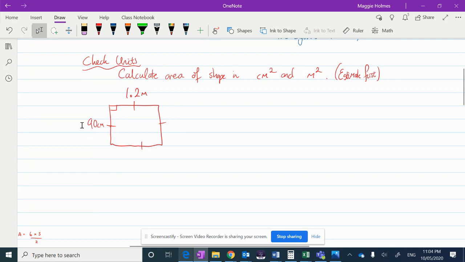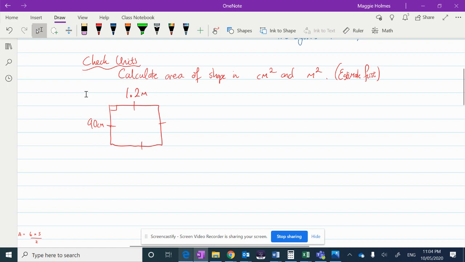So about how big do you think this is? Well, I'm looking at this and going, well, that's almost a meter. That's a bit over a meter. So it's about a meter by a meter. This one's a little bit longer than that one is short. So just over a meter squared is what I'm expecting to get. Now, there are a couple of ways of getting the area. So I'll show you two options.